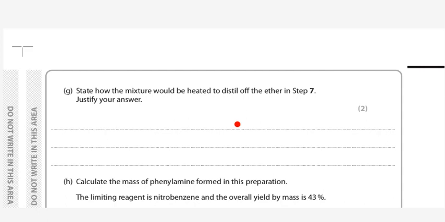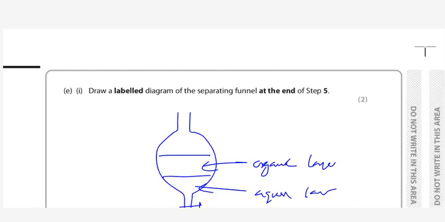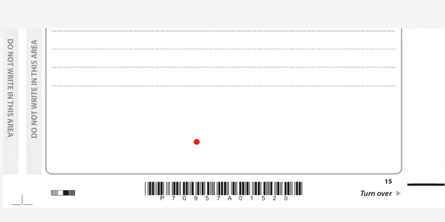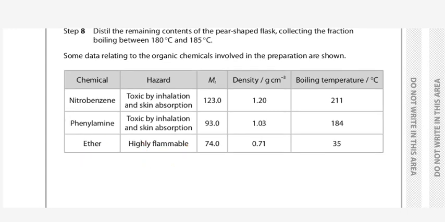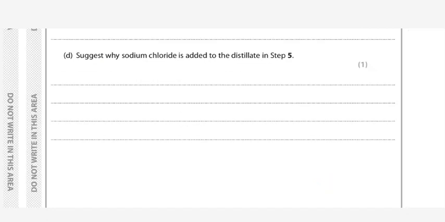State how the mixture would be heated to distill off the ether in step 7. Now, ether is flammable. Be careful, it is highly flammable, can you see? So you have to use an indirect heat source such as an oil bath. A water bath is also okay because the boiling temperature is 35.